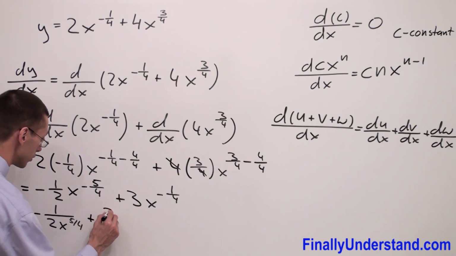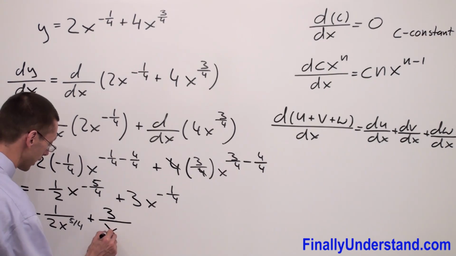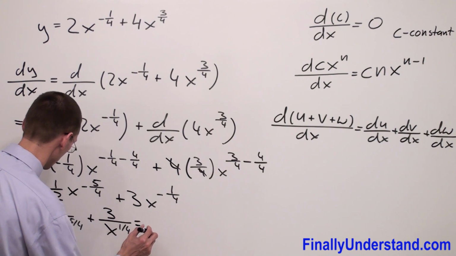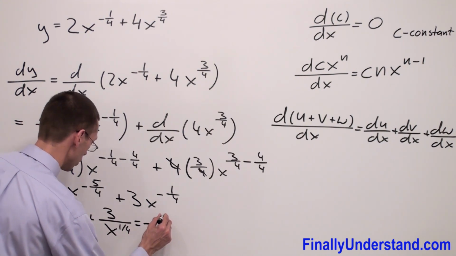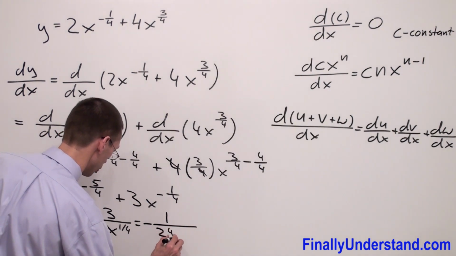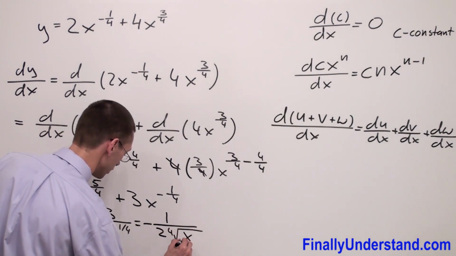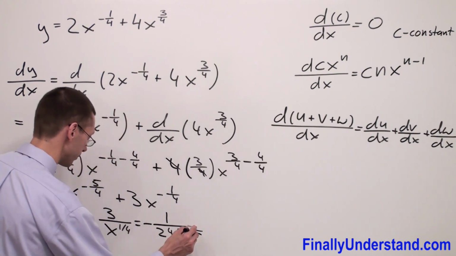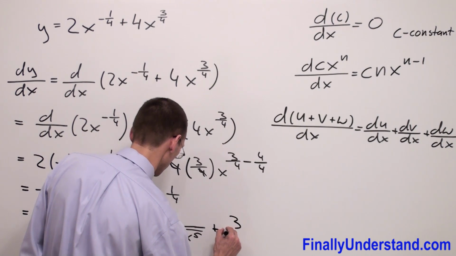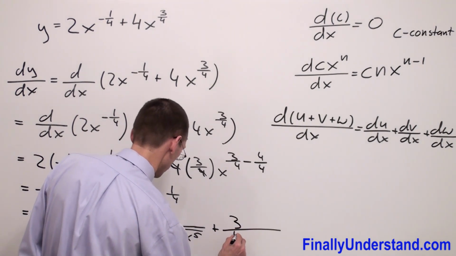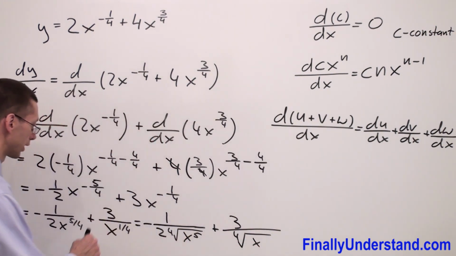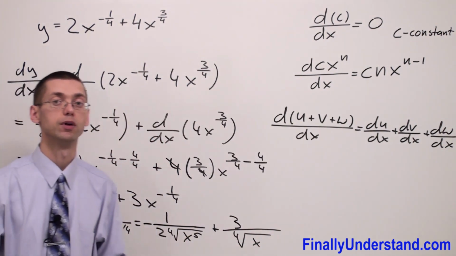plus 3 over x to the power 1/4. Or we can say this is equal to negative 1/2 times the 4th root of x to the 5th power plus 3 over the 4th root of x. Okay, either answer is correct. So we can say that the problem is solved.